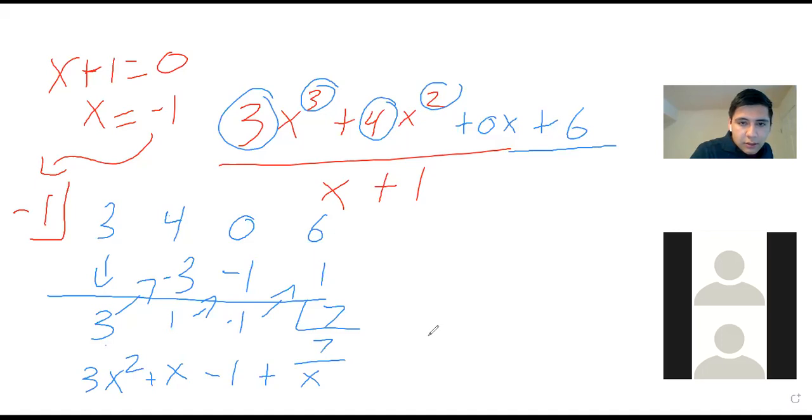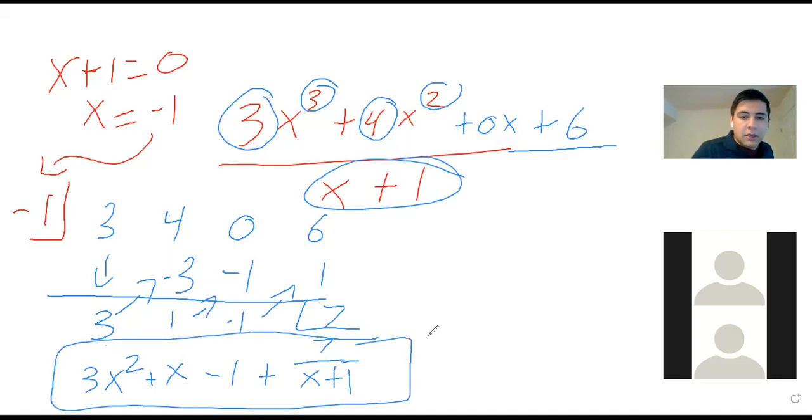How would I know? So it's set, the remainder, you're going to put it over the divisor, which is x plus 1. So 7 over... Sir, can you not say divisor? Can you say denominator? Okay, denominator.